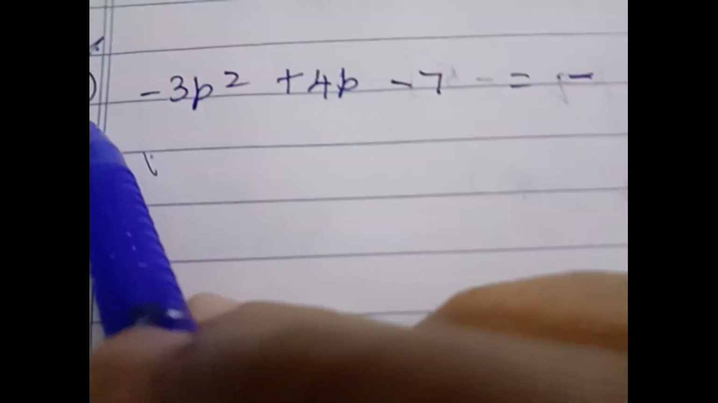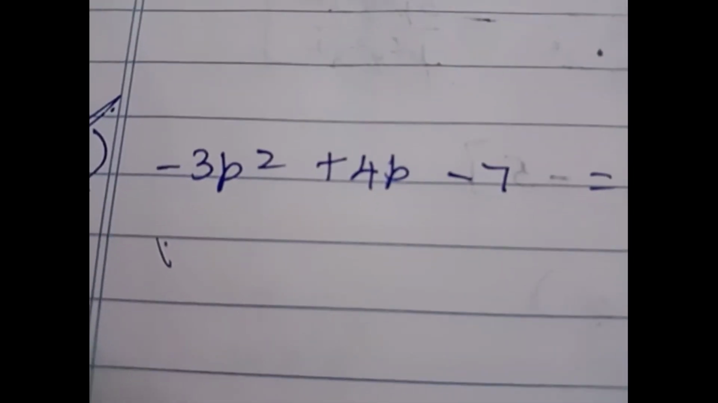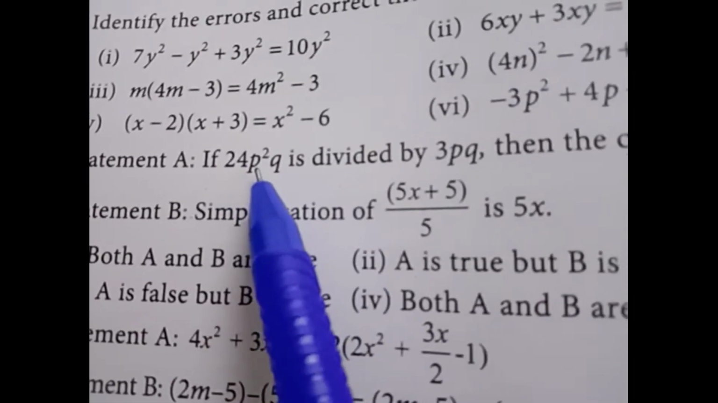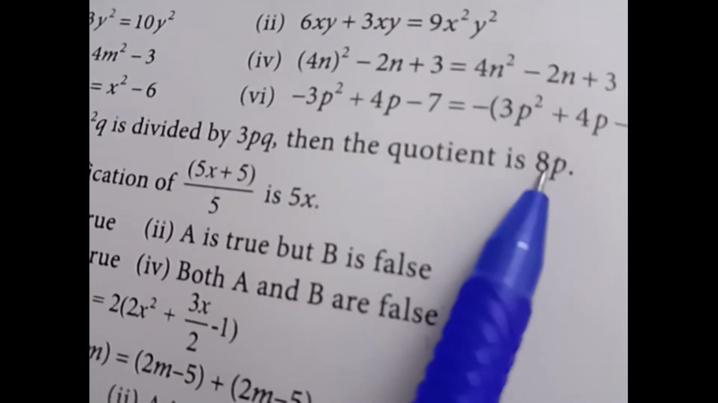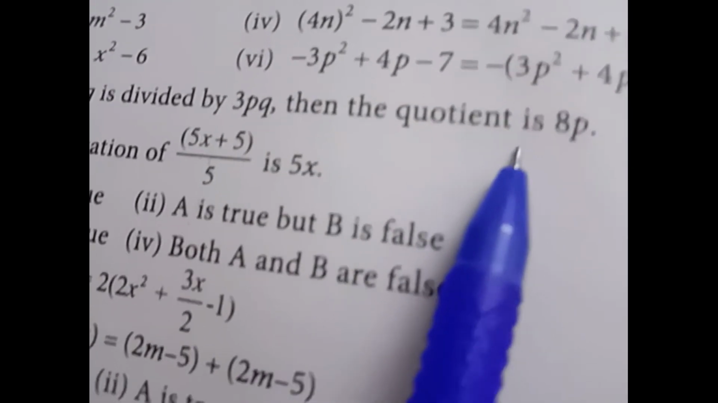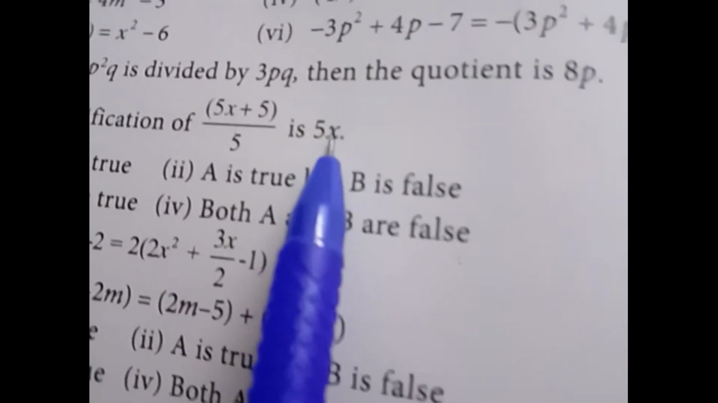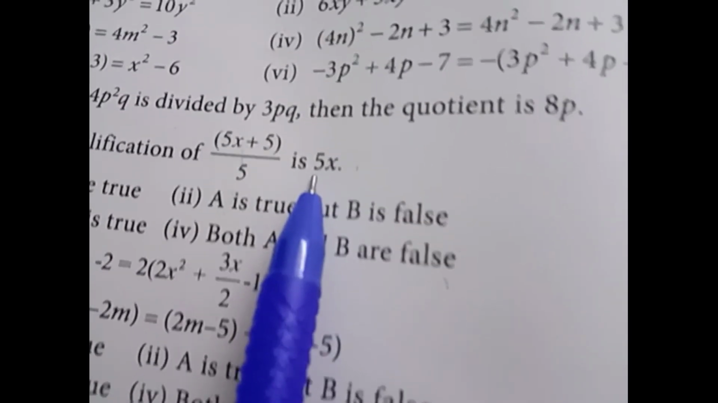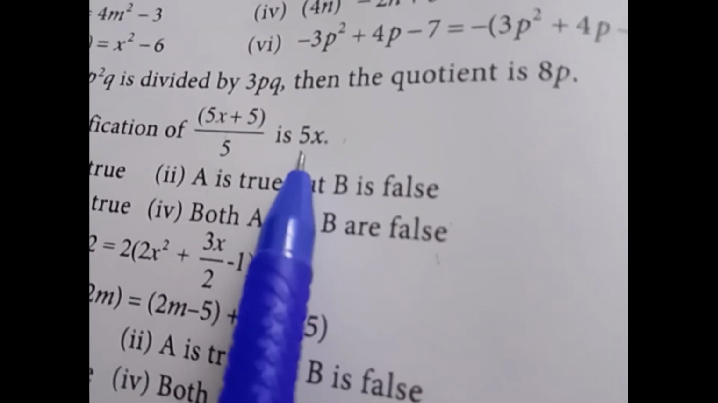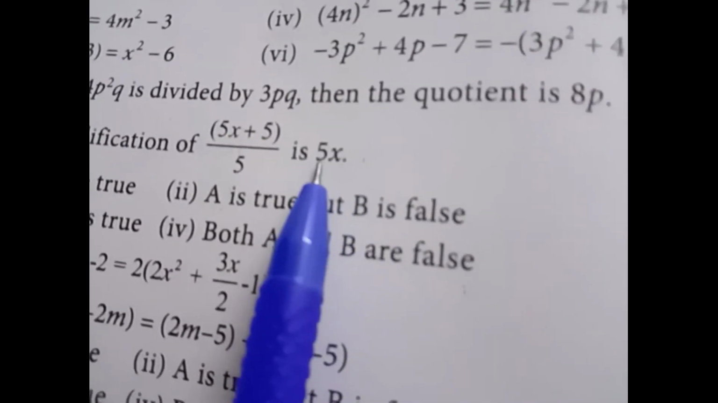Then your sixth question do as homework. We'll move to the seventh one. Seventh question is statement A: if 24p square q is divided by 3pq, then the quotient is 8p. So you have to simplify and see whether the given quotient is correct or not. If it is true, you can say A is true, and if not, means A is false. Statement B: simplification of 5x plus 5 divided by 5 is 5x. So you have to simplify and see whether you are getting the 5x. If not, your answer is say that it is false. If you get 5x, then you can say it is true.